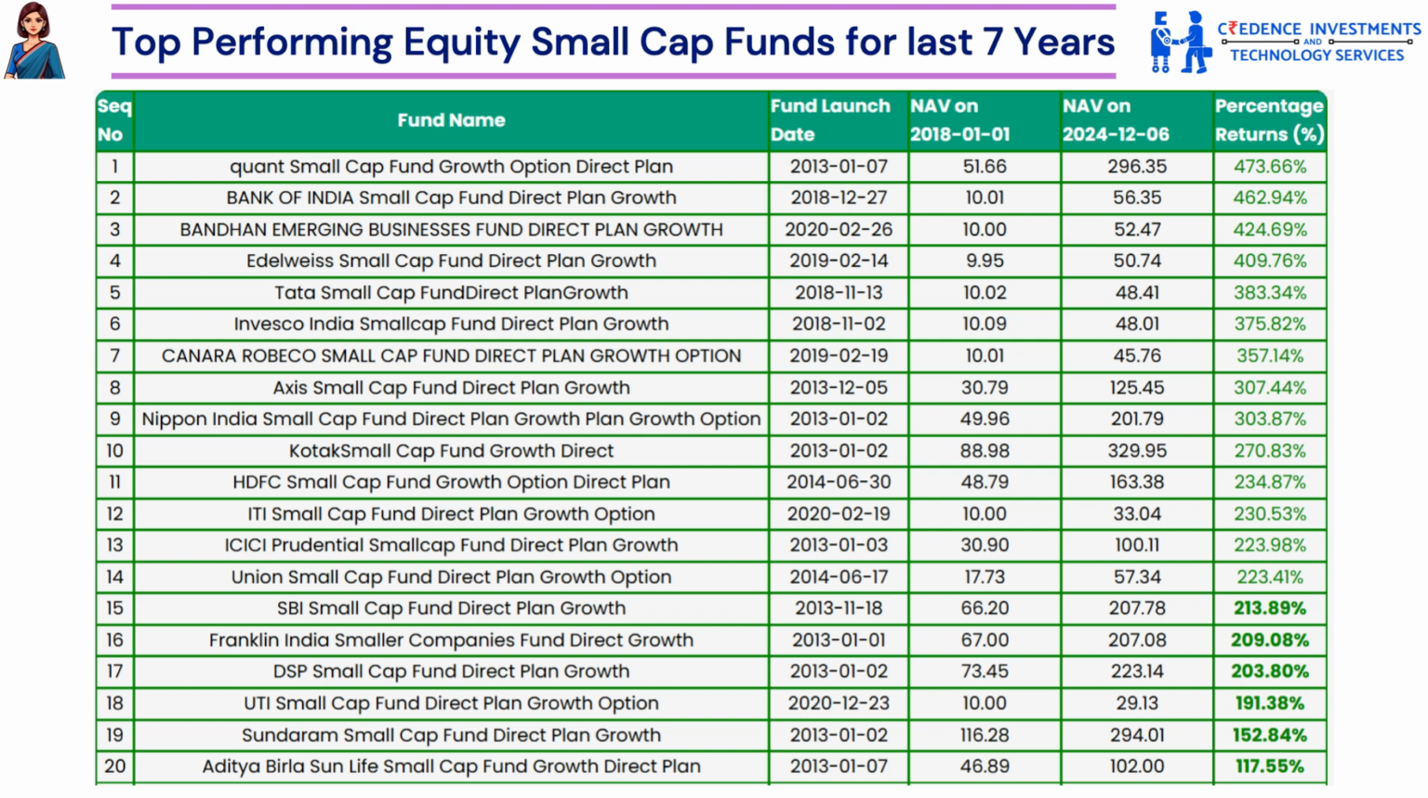Conclusion. 1. For aggressive growth seekers, Quant, Bank of India, and Bandhan Emerging Businesses funds are top choices with over 400% returns. 2. For a balanced risk-reward approach, Axis, Kotak, and Nippon India Small Cap funds offer solid long-term gains with relatively lower volatility. 3. For conservative investors, Sundaram and Aditya Birla Small Cap funds provide steady but lower growth.